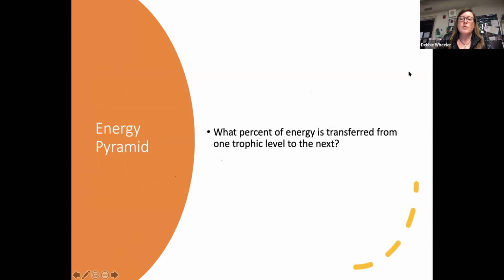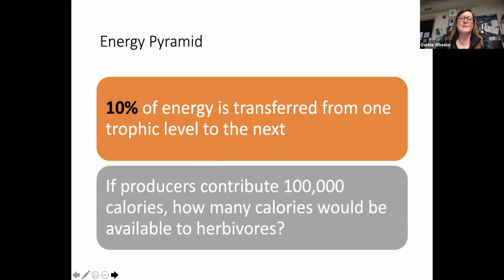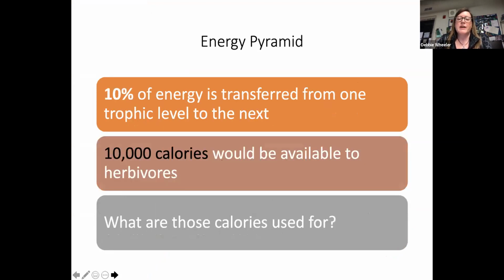All right. Let's take a look at energy transfer next as we go from trophic level to trophic level. So what percent of energy is transferred from one trophic level to the next in an energy pyramid? I saw 10% listed earlier, so that's awesome. That's absolutely right. 10% of the energy is transferred from one trophic level to the next. So, for example, if producers contribute 100,000 calories, how many calories would be available to herbivores? Remember, herbivores are our primary consumers. Yep, you're right, Ty. 10,000 calories would be available.